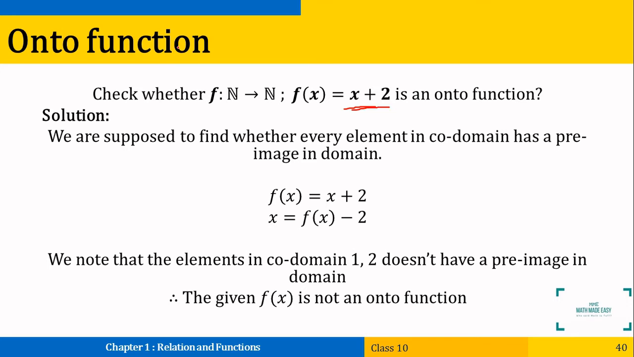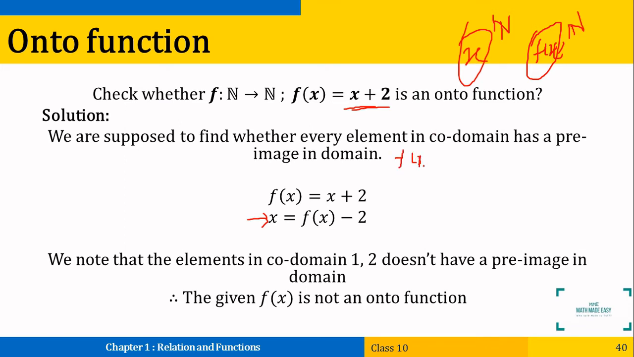The main motive of an onto function is that we have to check whether each and every element in the codomain has a pre-image in the domain, right? So it's like saying let f of x be known and x be unknown. Given f of x equals x plus 2, we express it in the form of x alone. So x equals f of x minus 2, right? So we know that the elements 1 and 2 in the codomain actually do not have a pre-image in the domain. So let me say how.